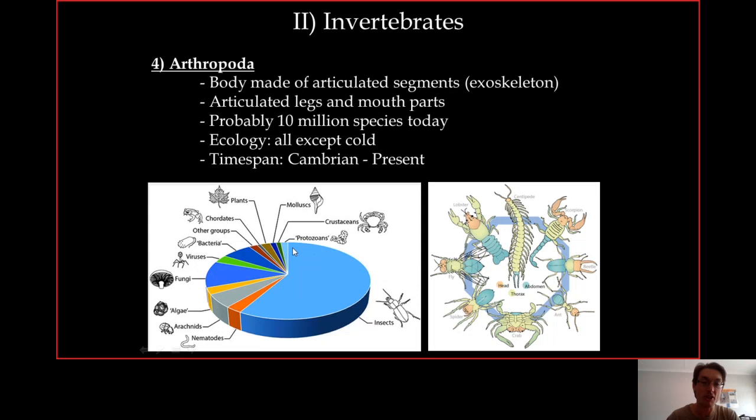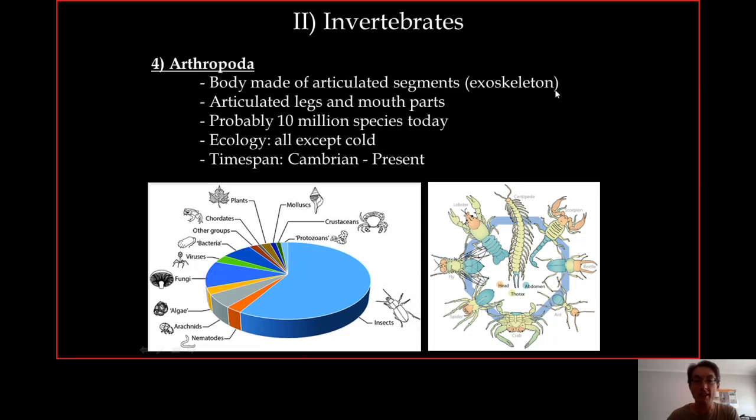So things with a backbone are all contained here. It's 40,000 species. There are millions and millions of insect species. So they completely dominate biodiversity. So insects only. No, we are not talking about all the arthropods. So it's important to talk about them.